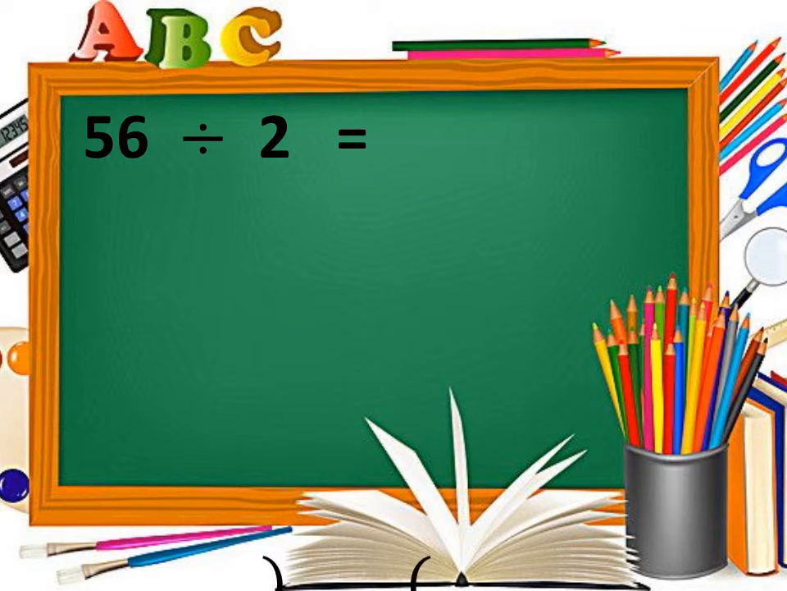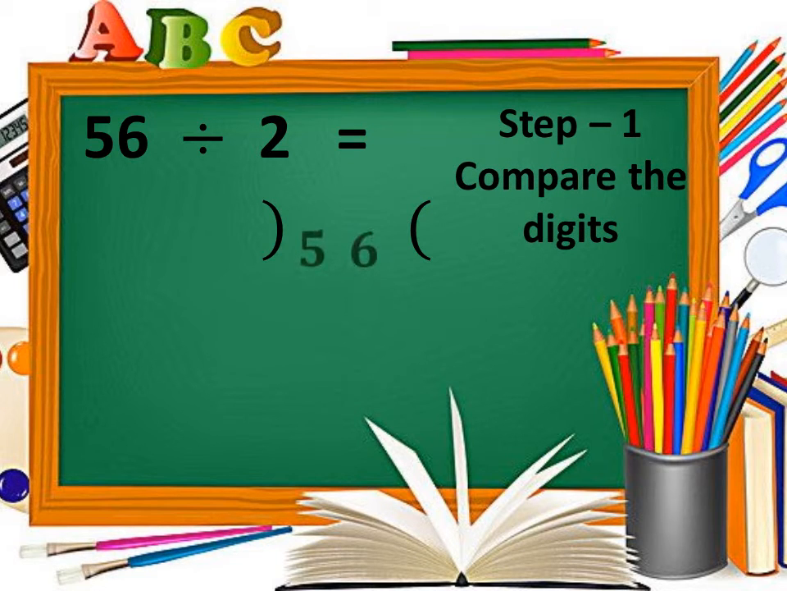56 divided by 2. Here we are using division brackets to show division. Step 1 is to compare the digits. We compare the leftmost digit of the dividend with the divisor. Here the leftmost digit is the digit in tens place, that is 5. 5 is greater than 2. Therefore, we can divide 5 by 2.